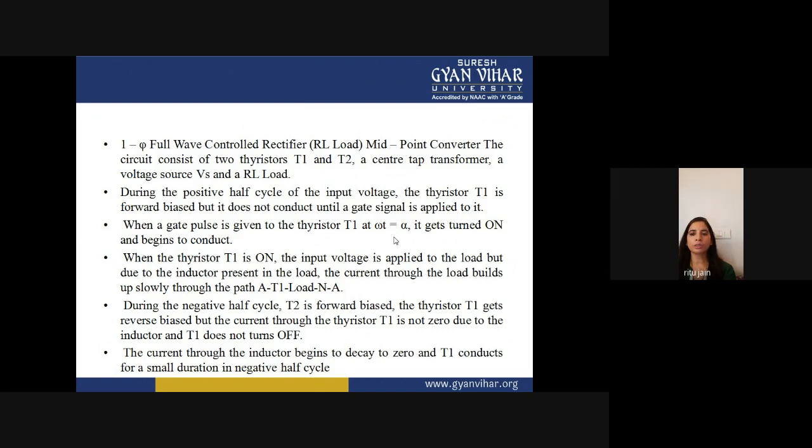When the thyristor T1 is on, the input voltage is applied to the load, but due to the inductor present in the load, the current through the load builds up slowly through the path A, T1, load and A. So during the negative half cycle, T2 is forward biased and the thyristor T1 gets reverse biased, but the current through T1 is not zero due to the inductor and T1 does not turn off. So the current through the inductor begins to decay to zero, and T1 conducts for a small duration in the negative half cycle.